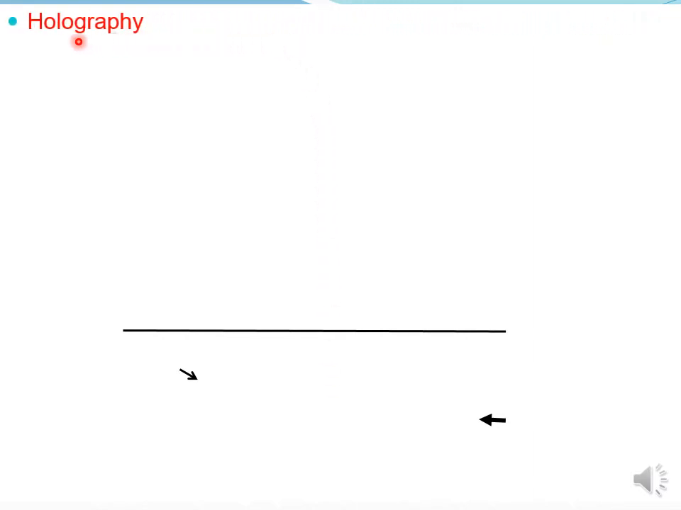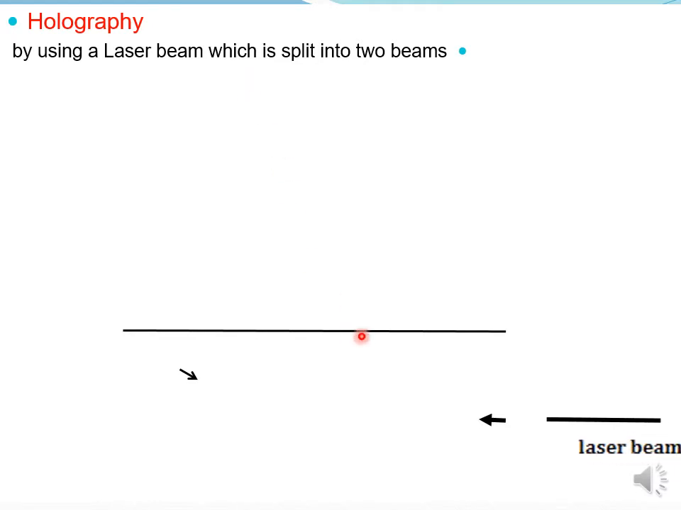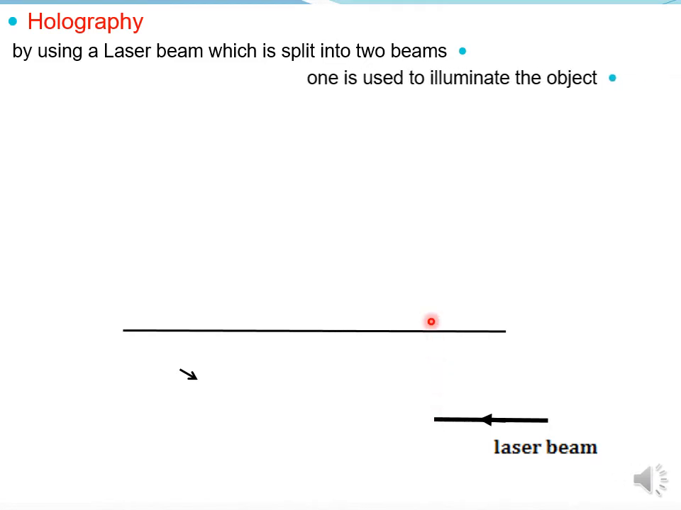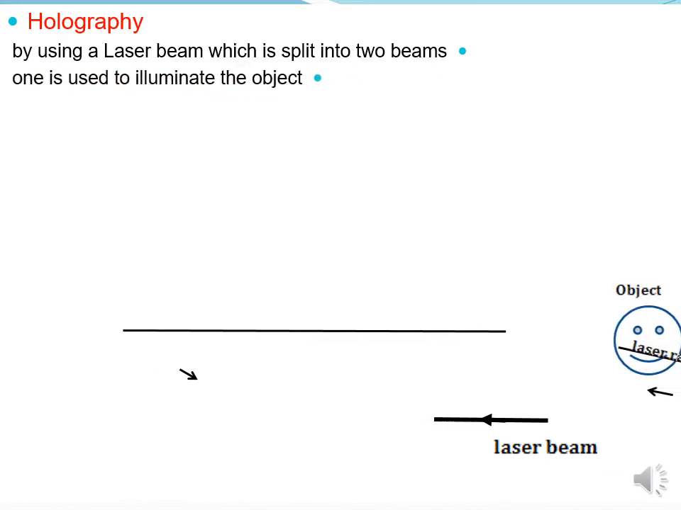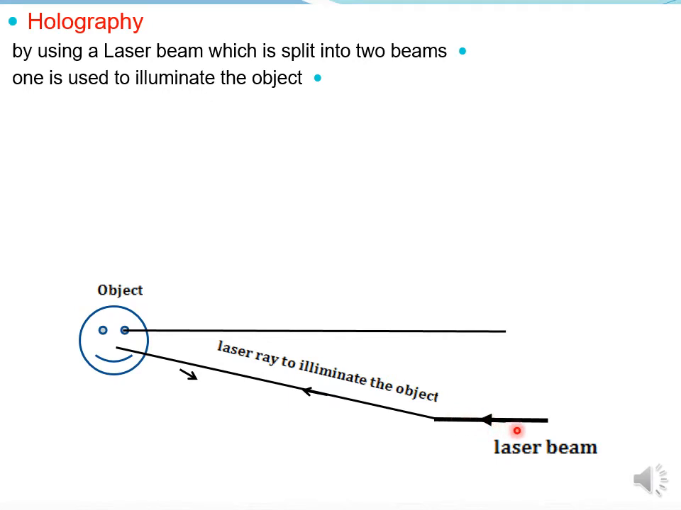Holography, as we said now, obtaining three-dimension image using a laser ray, by using a laser beam which is split into two beams. This is a laser beam which will be split into two rays. This is the object. One is used to illuminate the object. يبقى this laser beam, laser ray to illuminate the object.